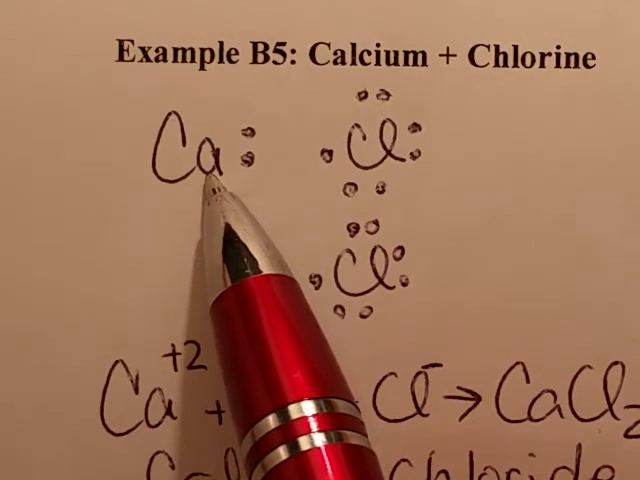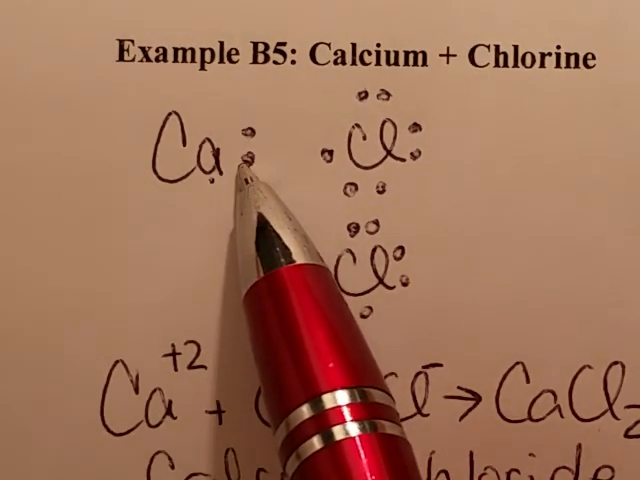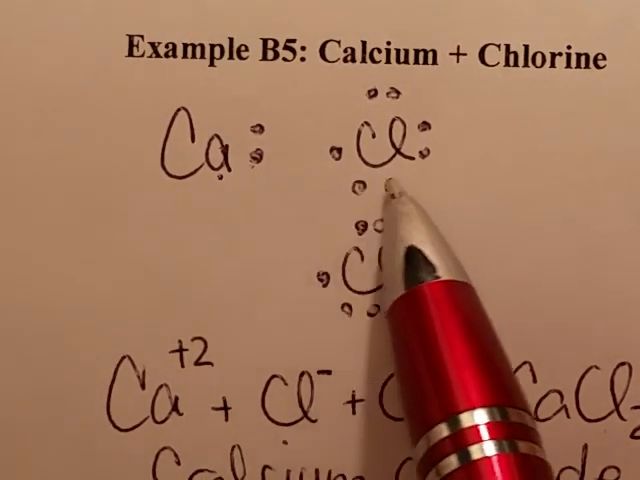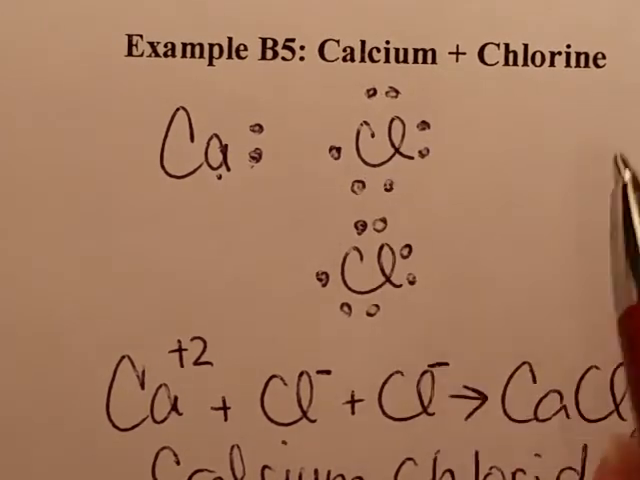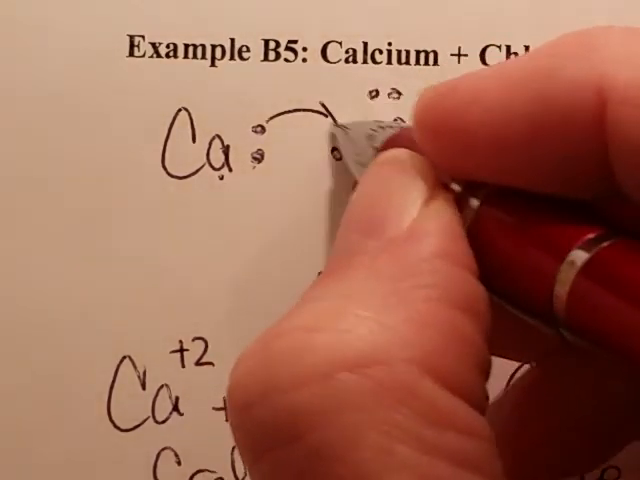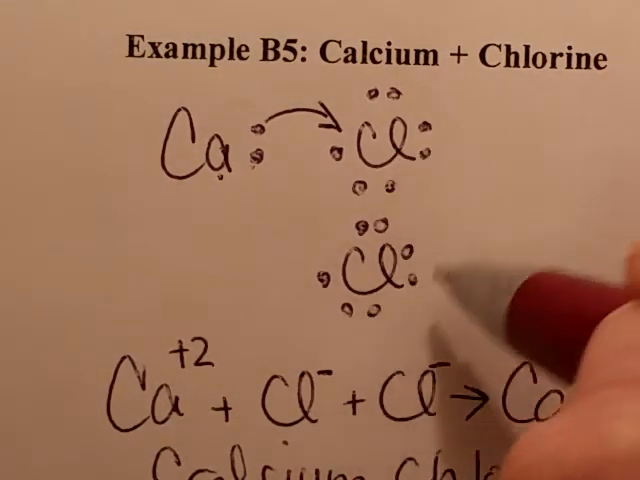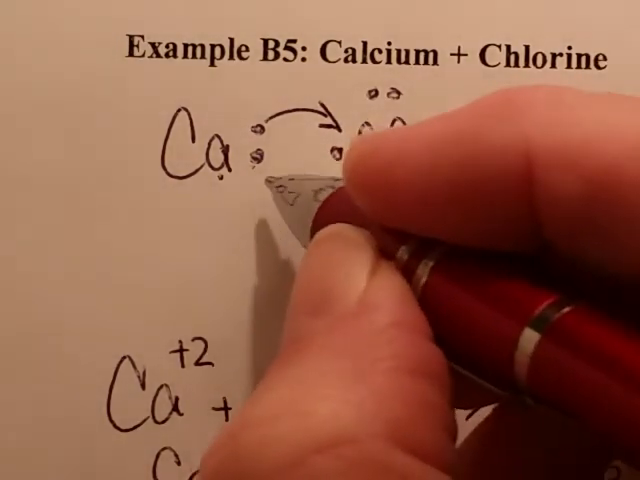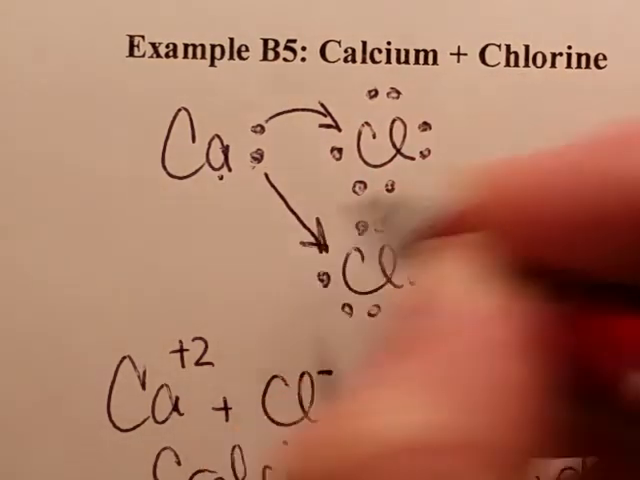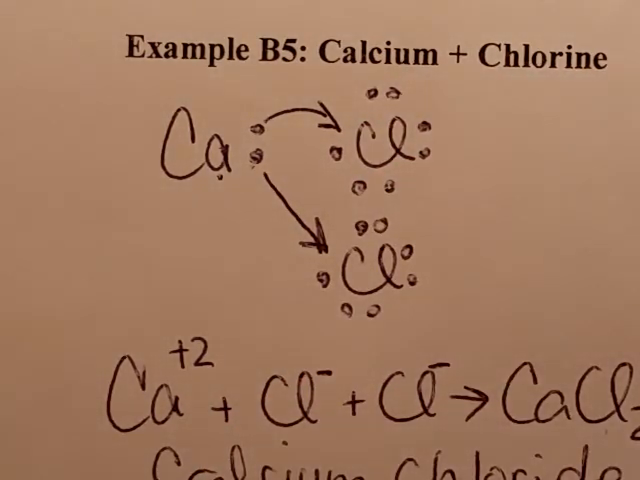Calcium's from group 2, so it has 2 valence electrons. Chlorine is from group 17. It has 7 valence electrons. We'll lose 1, but we still have another one we have to get rid of. So therefore, we have an unlimited amount of these. We can go ahead and add another chlorine. And now let's see if we've got that balanced.